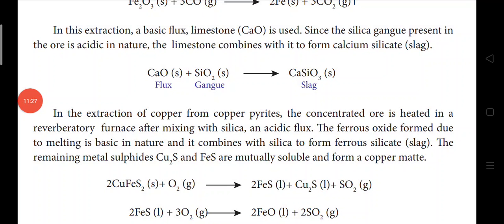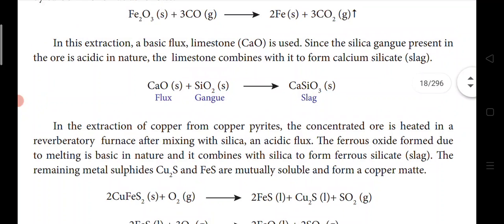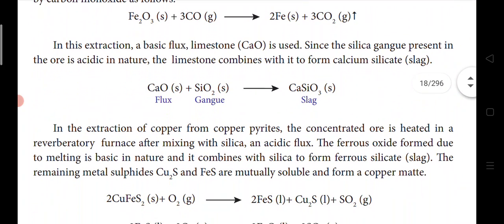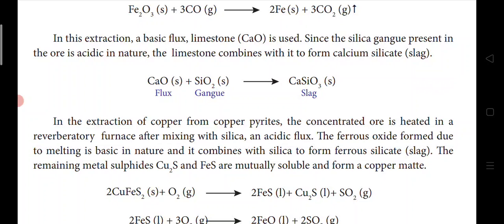In the extraction of copper from copper pyrites, the concentrated ore is heated in a reverberatory furnace. So there are different furnaces. We have direct heating உள்ள கொடுத்தாங்கன்னா that is a smelting furnace. Reverberatory furnace டவர் மாதிரி பெருசாக இருக்கும். That is the tower, it will be heated from outside. So radiation மாதிரி ஹீட் உள்ளே பாஸ் பண்ணாங்கன்னா that is the reverberatory furnace.